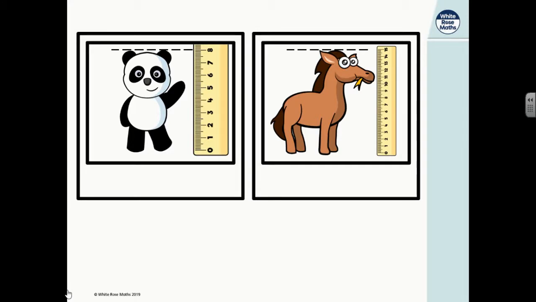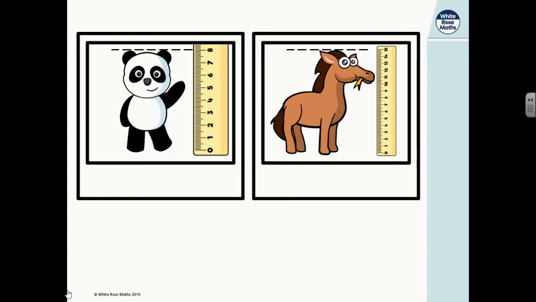Yes, that's right. The panda's waving. It's like he's admitting guilt. It's like he's saying, "It was me. I ate the porridge." But then again, that horse, he looks very suspicious, if you ask me. And what's that coming out of his mouth? Is it a porridge spoon? Or is it some grass?